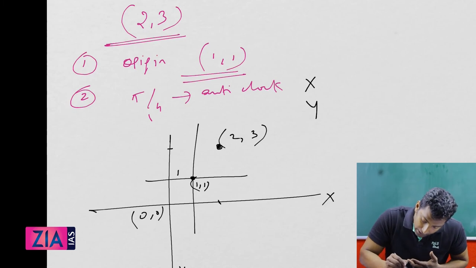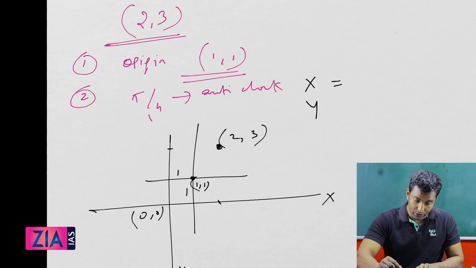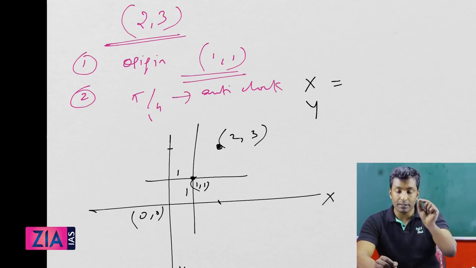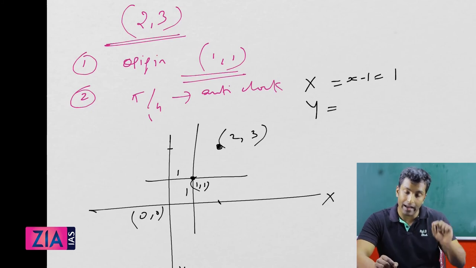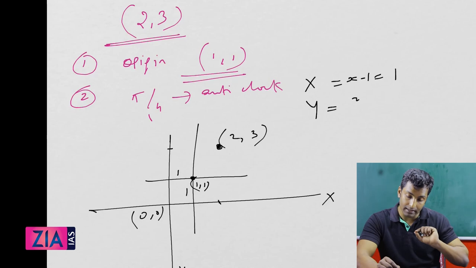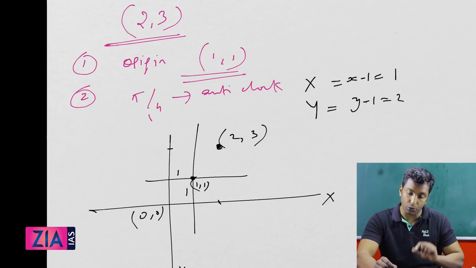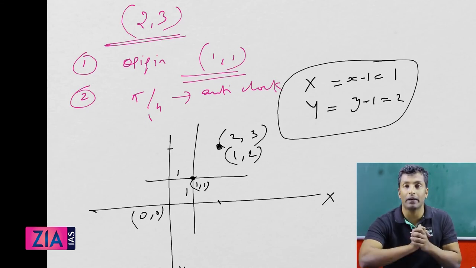So this distance is 1. This distance is also 1. So that is nothing but 2 minus 1. So small x minus 1, that is 2 minus 1, that is 1. And small y minus 1, that is 3 minus 1, that is 2. So I got these points, right? 1, 2 in the new system.